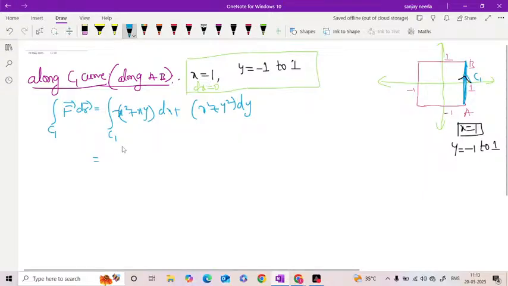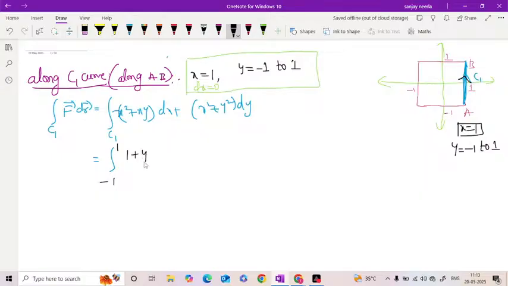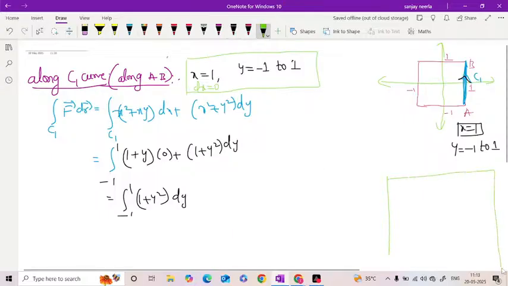Now along the AB curve we take the limits minus 1 to plus 1, with x is equal to 1 and y as it is. The dx value is 0, so we get the integral from minus 1 to plus 1 of 1 plus y square into dy. Now this is a single integration. Luckily 1 plus y square is an even function. Now we will use the basic formulas: integration from minus a to plus a. Suppose it is an odd function, what is the result?